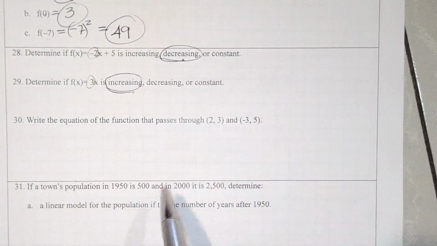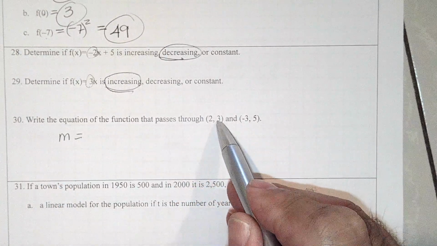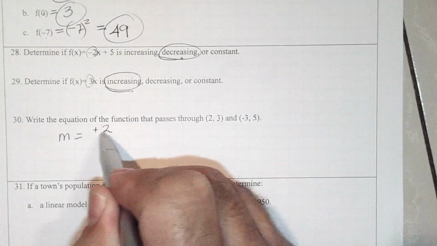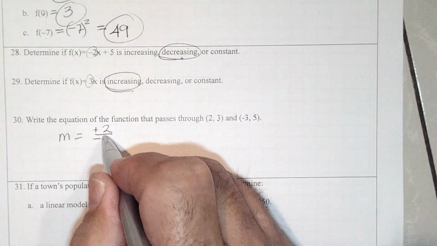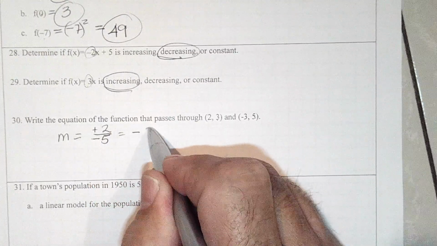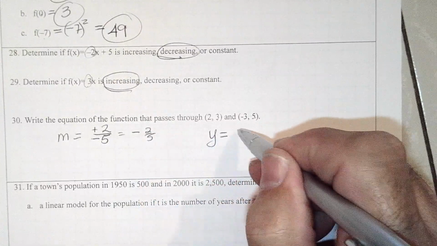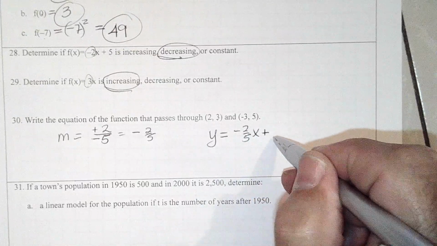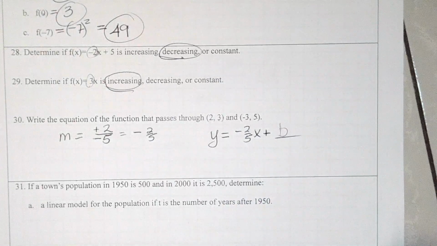Write the equation through these points. So I need the slope, which is change in y. So it went from 3 to 5, so it went plus 2 over, went from 2 to negative 3, so that's minus 5. So the slope is negative 2/5. So my equation is going to be y equals negative 2/5 x plus something. We don't know this number. So we got to figure that out to finish this.